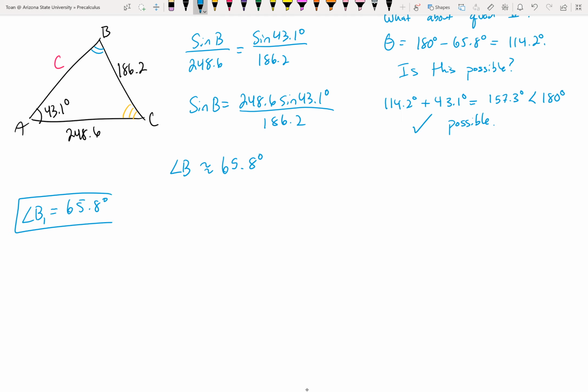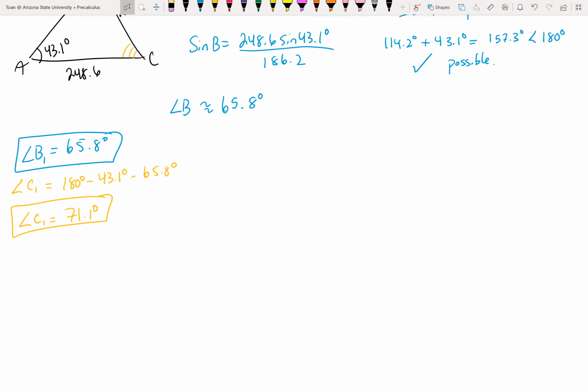And then you just run through the process as we've done countless times. The only difference is any information that you get using this angle, you just call it subscript 1. So I know that angle C sub 1 is just 180 minus the given angles, 43.1 and 65.8. So angle C sub 1 is 71.1 degrees. And then once I solve for angle C sub 1, you can solve for side C sub 1 using the law of sines. So that's basically the only difference here. Everything else works exactly as we have done it countless times.